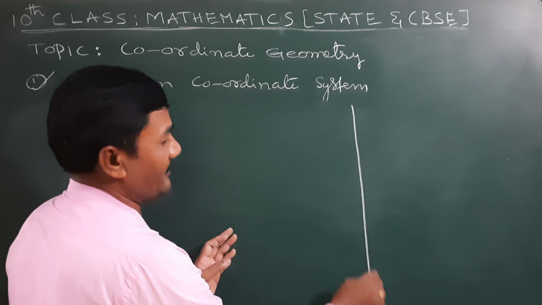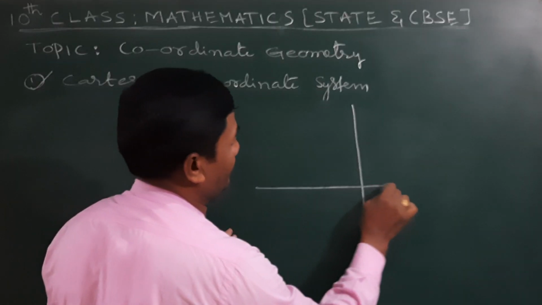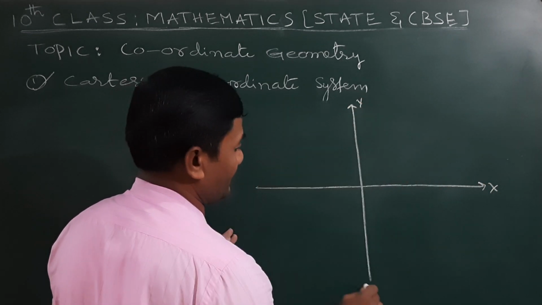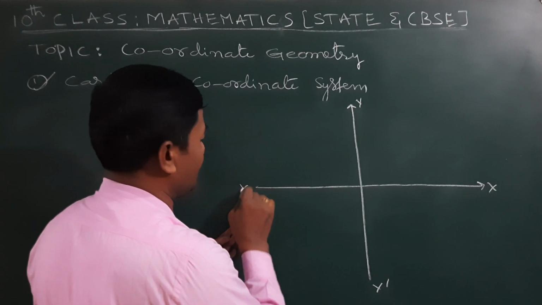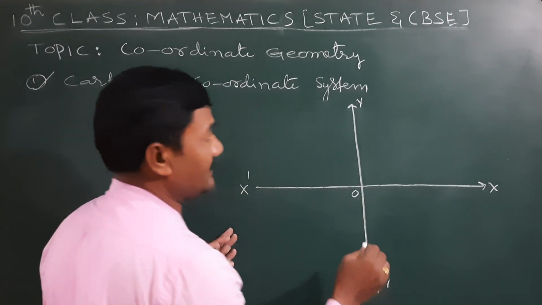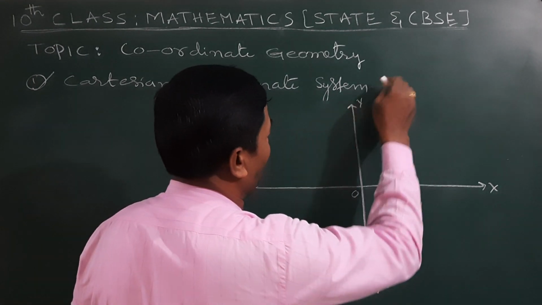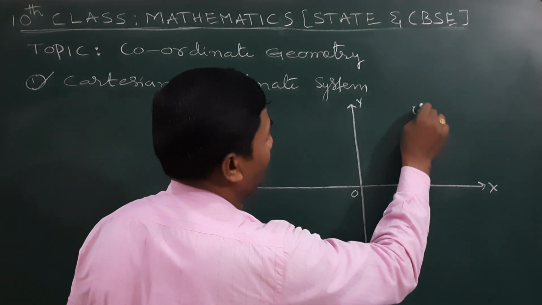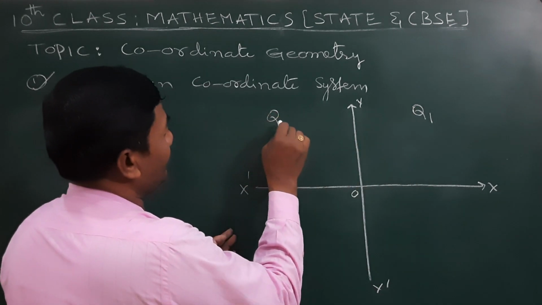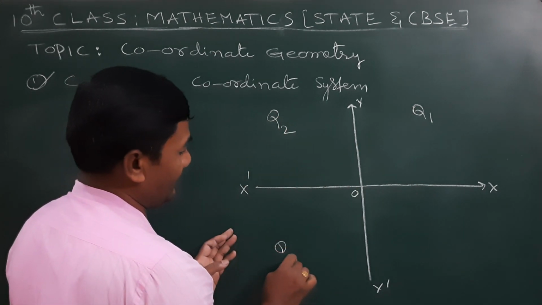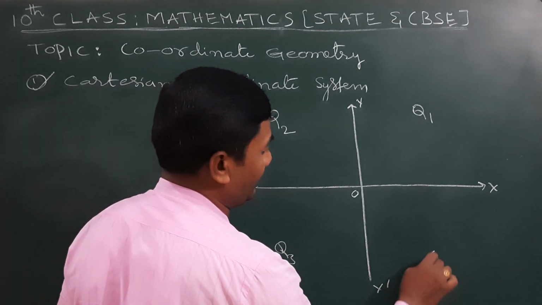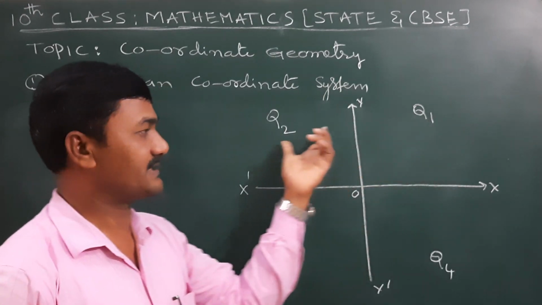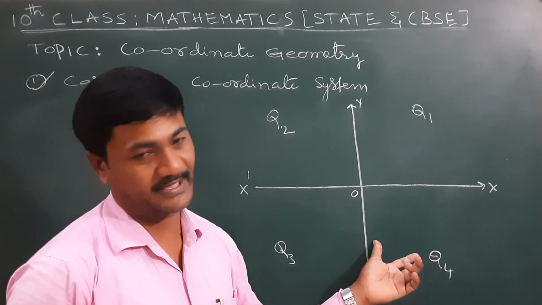This is the y-axis, this is the x-axis, this is y dash, this is x dash, and this is 0. The plane can be divided into 4 parts. This is the first quadrant, this is the second quadrant, this is the third quadrant, this is the fourth quadrant. Divided into 4 parts only.